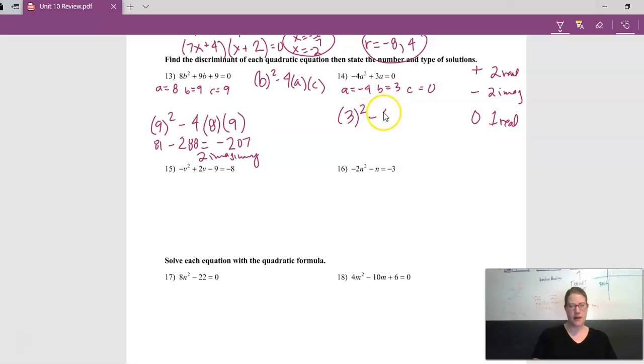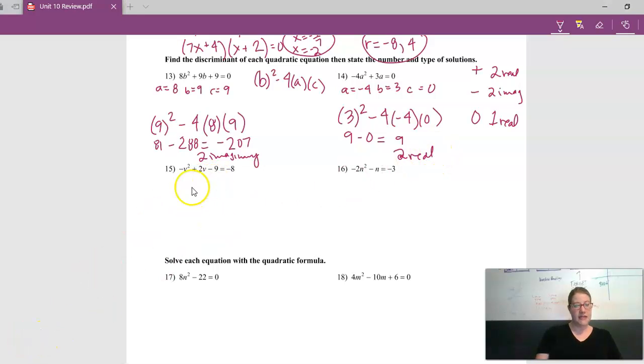3 squared minus 4 times a times c. So 3 squared is 9. I have a times 0 here on this second part, so that's going to all go to 0. So 9 minus 0 is 9. So my discriminant is 9. 9 is a positive number, so there are going to be 2 real solutions.